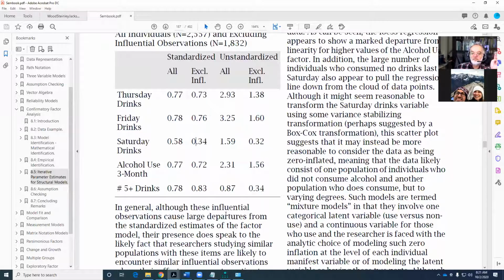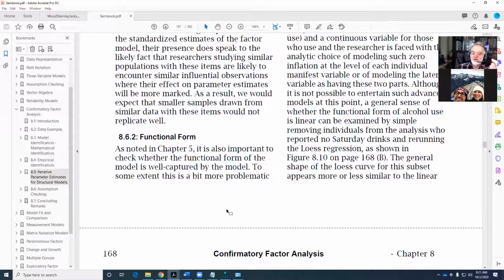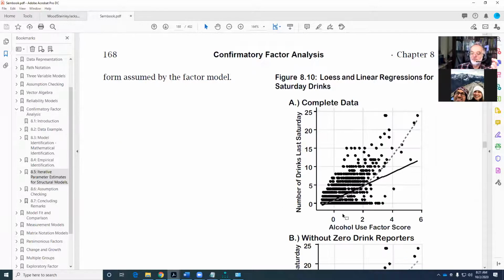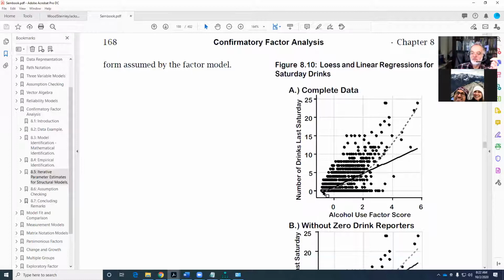The third thing is to come back and look at the functional form. Again, I can save the factor scores out of my model, and I can plot the alcohol use factor score as an X variable against one of the manifest variables in my study. The lowess curve is shown here. It bends off, and over here, I have a straight line. We scratch our heads a little bit and say, why did that happen?